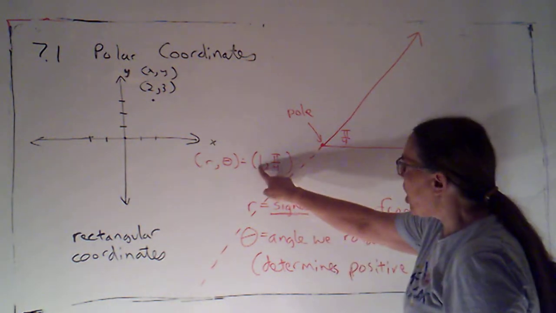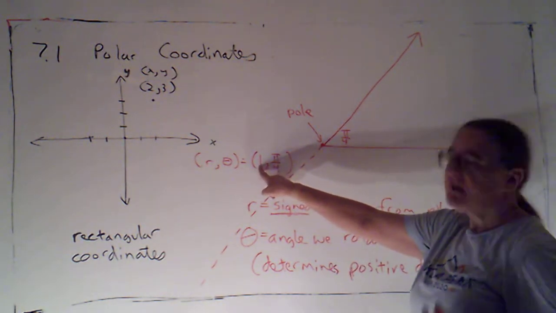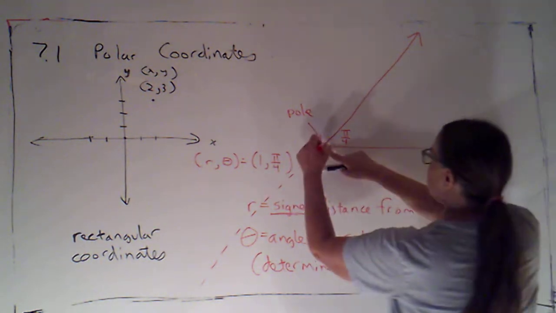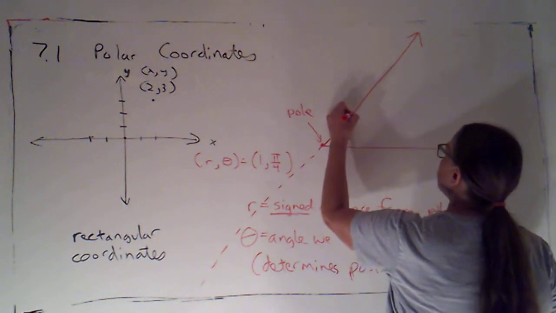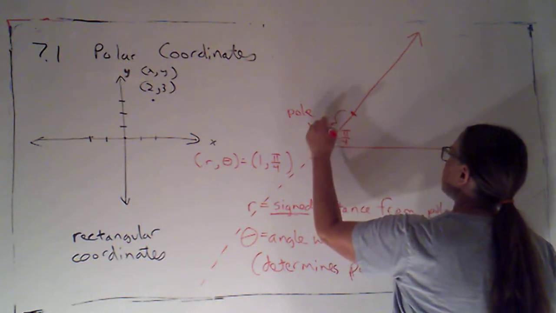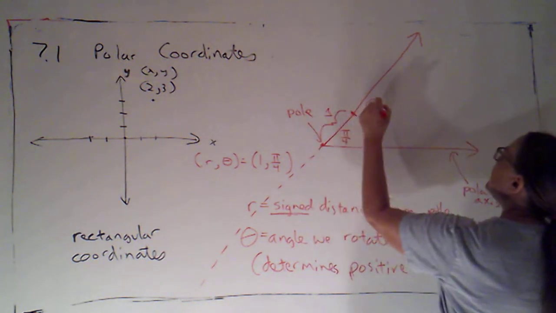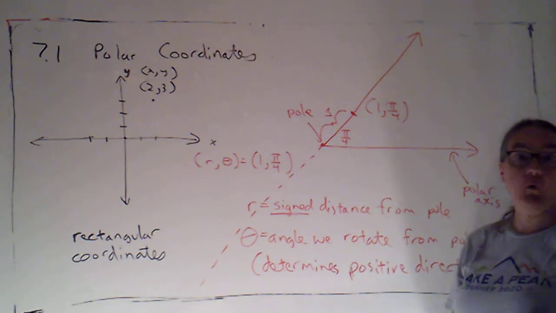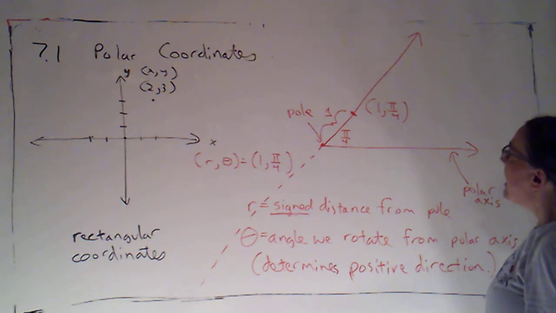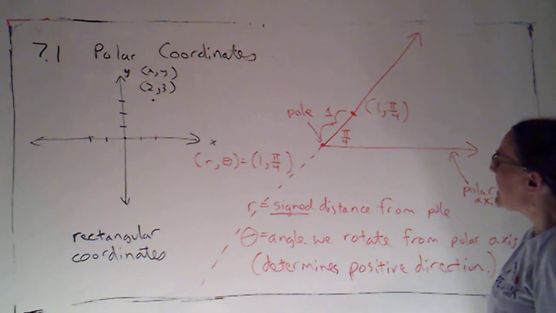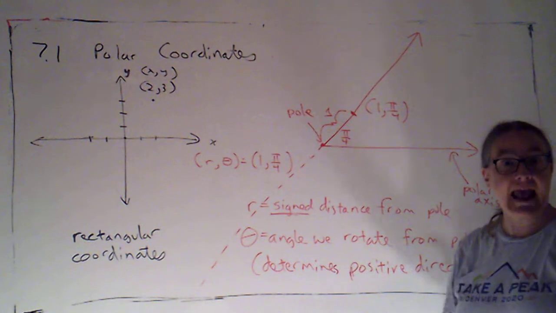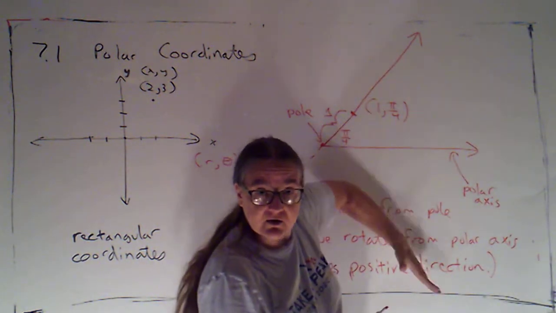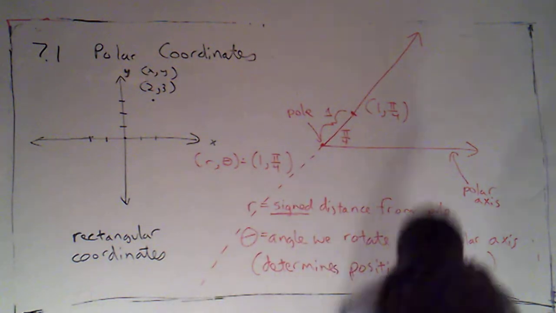Now I look at r. Here r is positive, so I want to go a distance of 1 in the positive direction. So I would come 1 unit out. So I'm saying this distance right here is 1, and this would be the point (1, pi over 4). Okay. All right, excellent. Now, certainly I know what it means for an angle to be negative. That would just mean that I'd be rotating in the clockwise direction instead of in the counterclockwise direction.